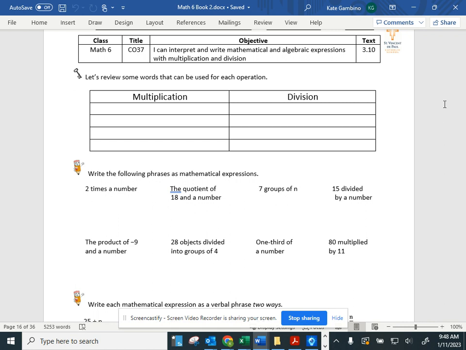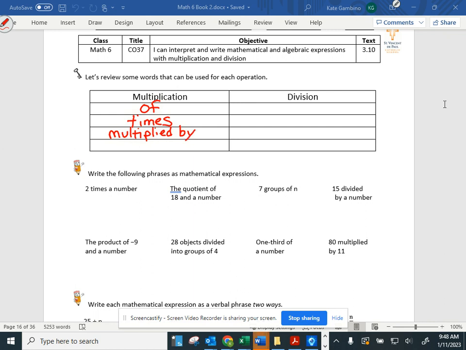Who can tell me words for multiplication? Of. Remember when we were working on our percentages? 20% of 100 is how much? Of means to multiply. Taya. Times. Isabel. Multiplied by. Matthew.